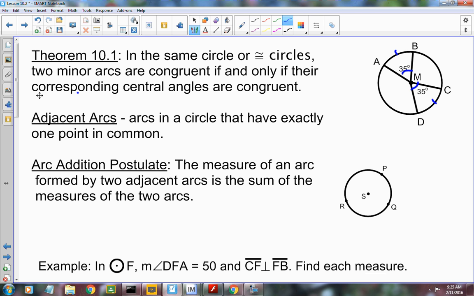Okay. Now this works within a single circle. It also works if you're comparing two circles. For example, I'm going to duplicate this real quick.